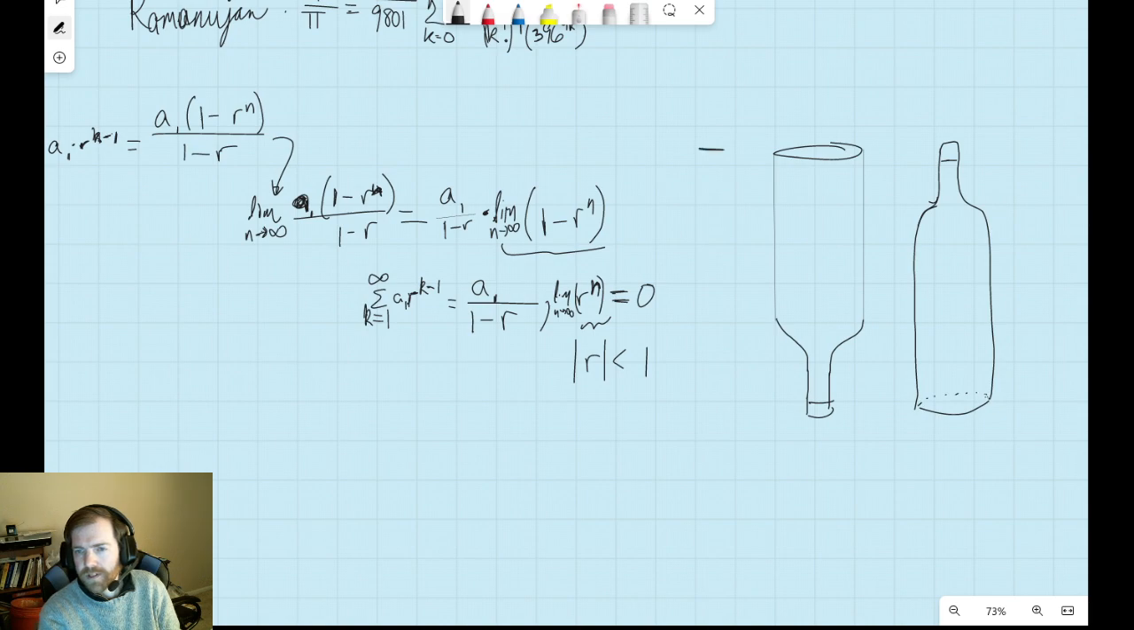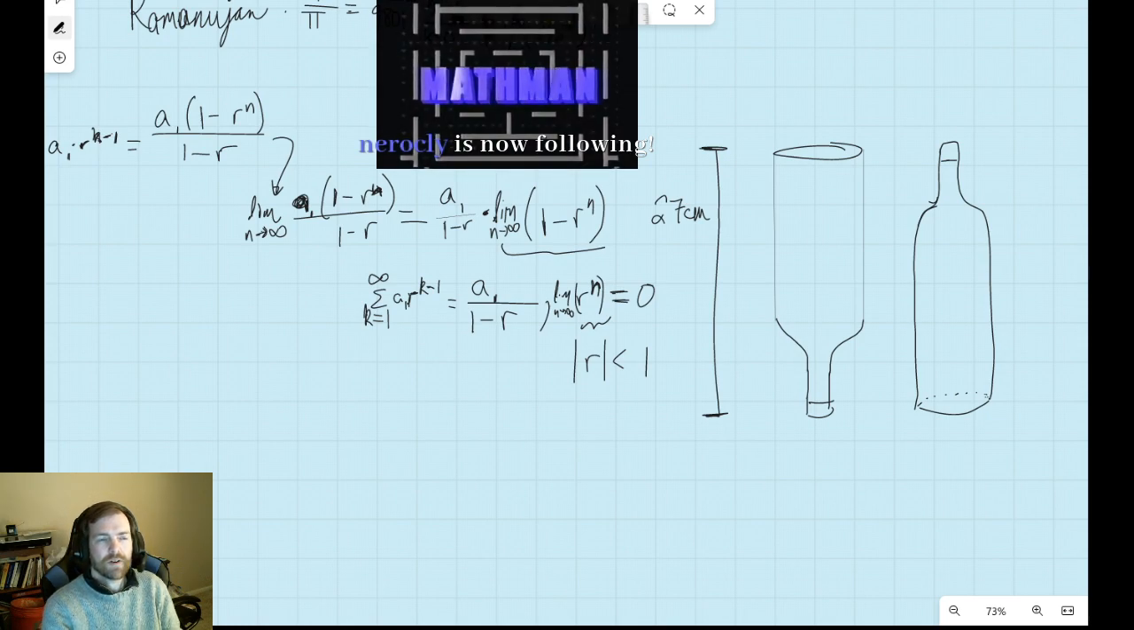All right, so the bottle itself is 27 centimeters tall. Like I said, I have not figured this out yet.